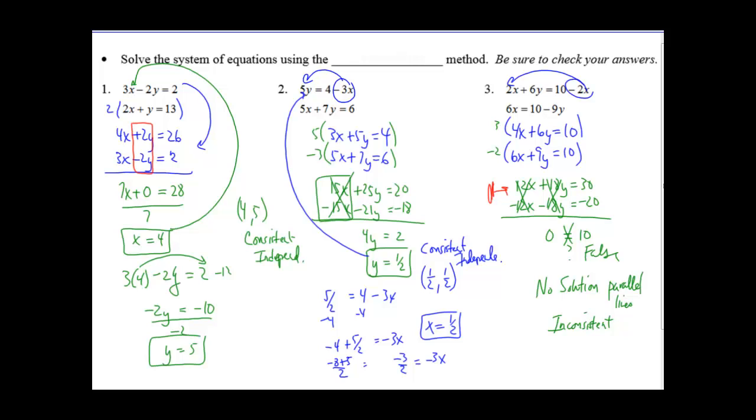So when both variables cancel, we have to think about parallel lines versus the same line. Does 0 ever equal 10? No, 0 does not equal 10. So it's a false statement. Therefore, the answer was no solution. Parallel lines. It is inconsistent.